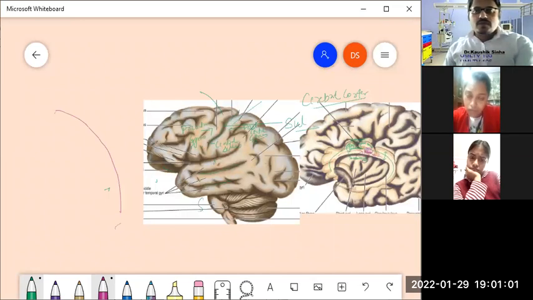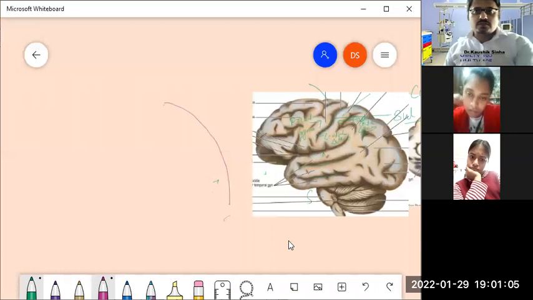Present on both the sides. I only spoke about one side, but it is on both the sides. If I have to draw, then I would also have to show you the medial surfaces.